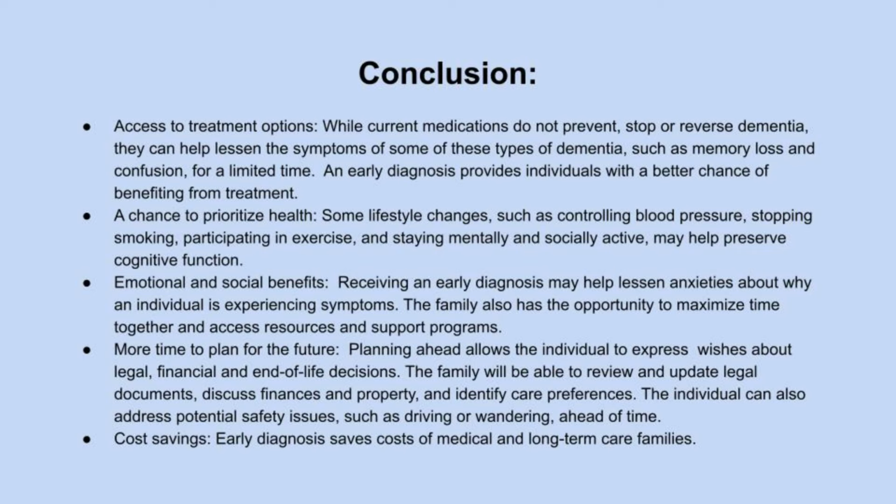And even though it is for a limited time, an early diagnosis provides individuals with a better chance of benefiting from the treatment. It also gives them a chance to prioritize their health. So lifestyle changes, especially in vascular dementia, like controlling blood pressure, stopping smoking, participating in exercise, and staying mentally and socially active, may even help preserve their cognitive function.